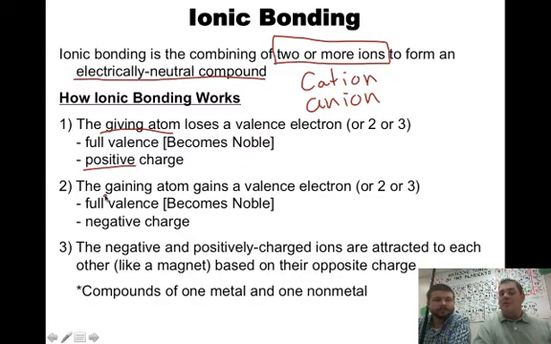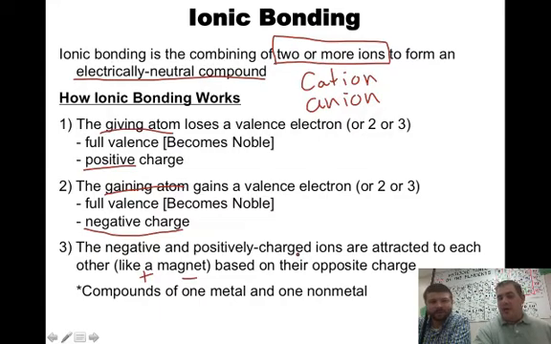There's an atom that's going to gain or take on an electron, and it will become negative again because those electrons are negatively charged. And then the negatively and positively charged ions are attracted to each other just like a magnet. Right. You've got a positive, you've got a negative. And just like a magnet, those things are going to come together.